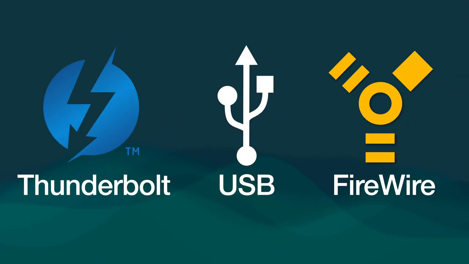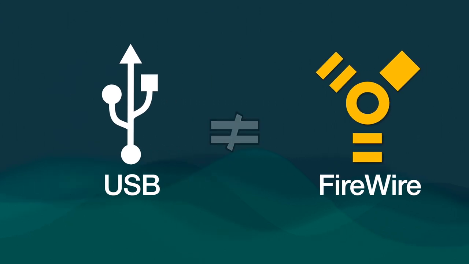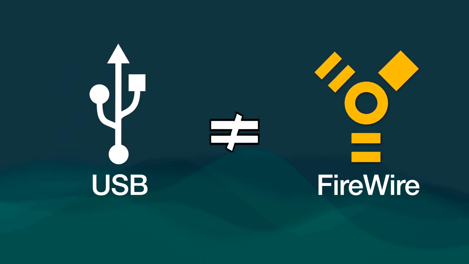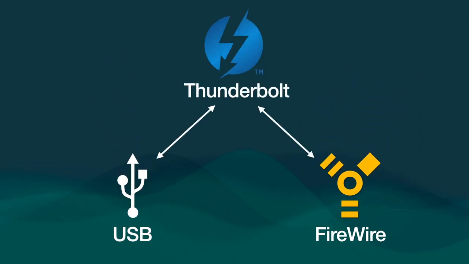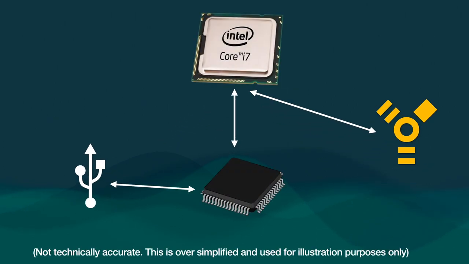So let's first clarify a few things about Thunderbolt, USB, and FireWire. FireWire and USB are two completely different standards, and they are not compatible with one another. However, if you have Thunderbolt, you can usually use both. The most simplified method of explaining this is that FireWire sends the data directly to the processor over the PCI bus, but USB has its own chipsets in the middle.